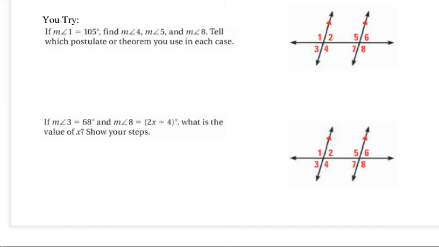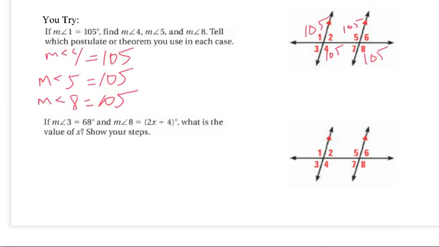Next is angle 5 is 105 degrees, and that's because it's corresponding with our angle 1, so corresponding angles are congruent. And lastly, the angle 8 is 105 degrees because it is corresponding with our angle 4, or we could say it's a vertical angle with angle 5, or we could also say that it's alternate exterior angles with angle 1.